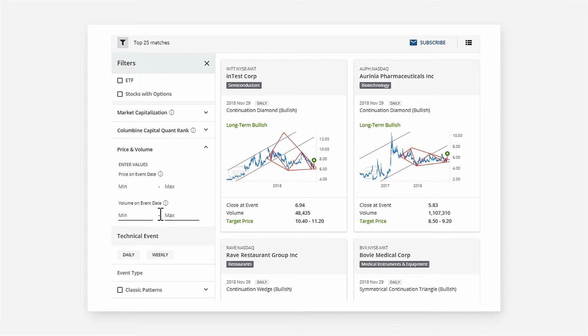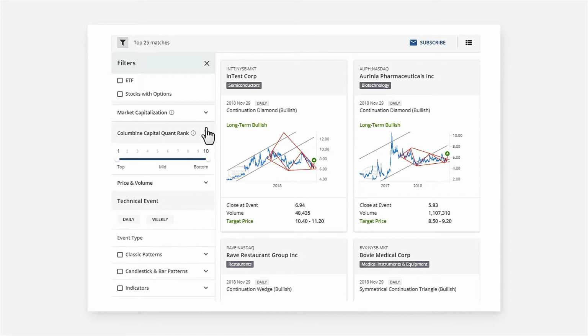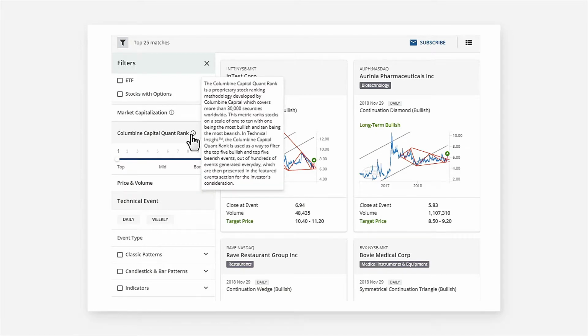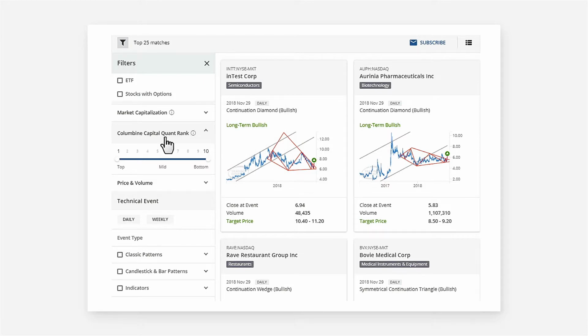Next, you'll see a volume filter. You can set a minimum volume to focus on stocks that have enough trading liquidity to avoid price slippage when entering a position or when closing it out. Now here's a filter that might be new to you, the Columbine Capital Quant Rank. Information is provided here, but generally people use this to filter higher quality stocks.